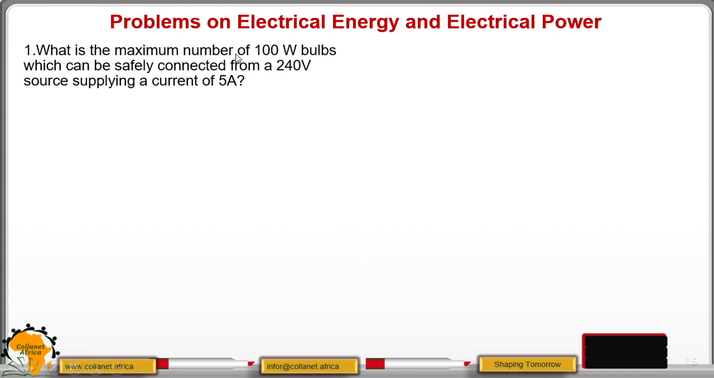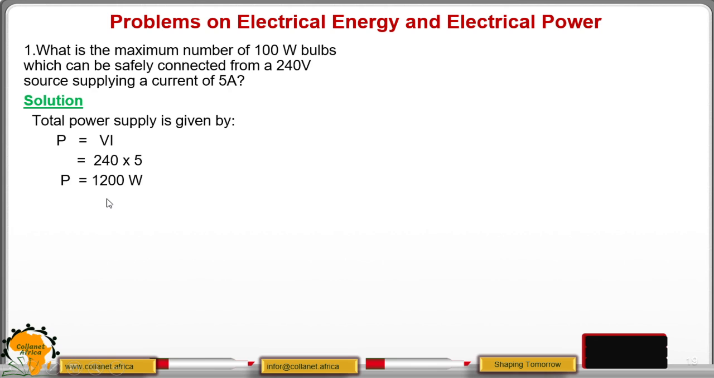What is the maximum number of 100 watts bulbs which can be safely connected from a 240 volts source supplying a current of 5 amperes? We proceed as follows. We first of all need to get the total power supply, and this is given by power is equal to voltage times current. Now our voltage is 240, then we multiply by current, which is 5. When you do that, you get 1200 watts. That is the total power supply.